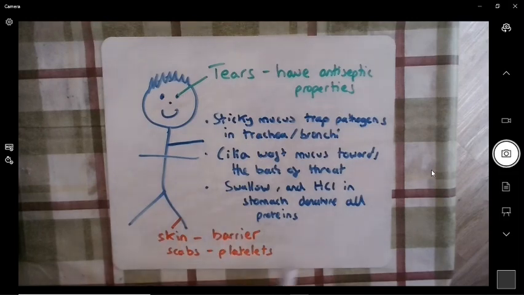The skin is obviously a nice idea as well. Just make sure you use your keywords. If you can link it to platelets as well, that's a nice link, a good idea. And tears are usually just that little extra point you can put in if you need another mark here or there.